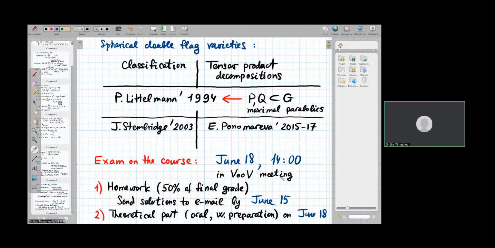But I mean, the general exam procedure, is it clear more or less? So these two parts: first the homework, and secondly the oral part with preparation for your oral answer. Is it clear, more or less? Do you have questions on the procedure?